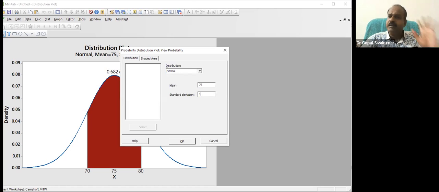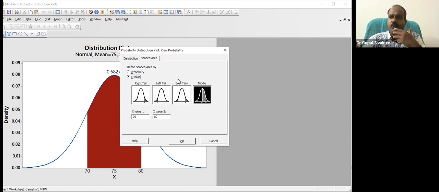1 mm, it can be 0.5 also. Whatever you want, you put it. Whatever is actual, you put it. In my company, the average length of the camshaft is 75 mm. Standard deviation according to the data is 0.5.